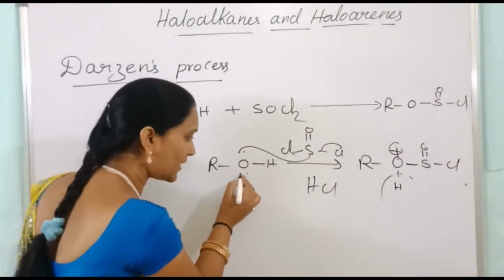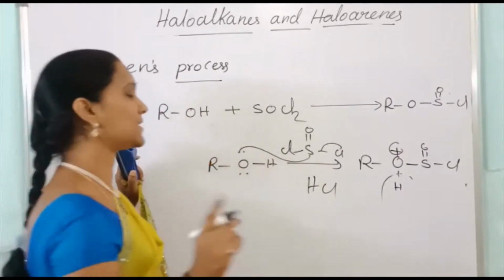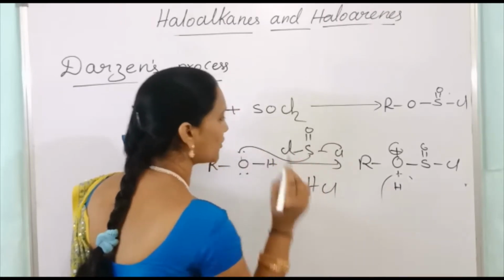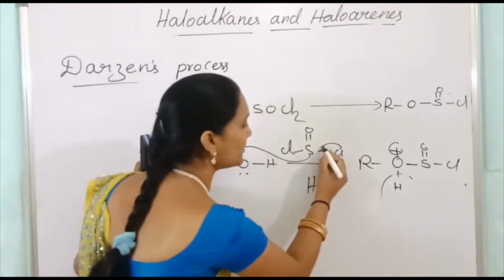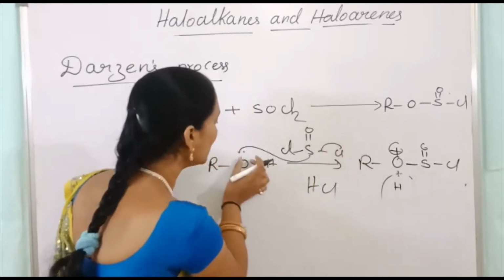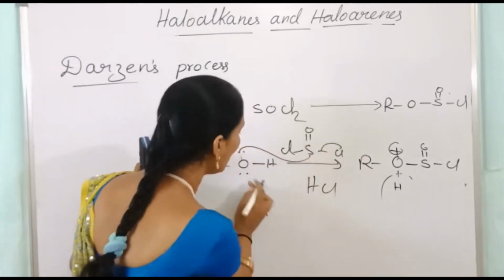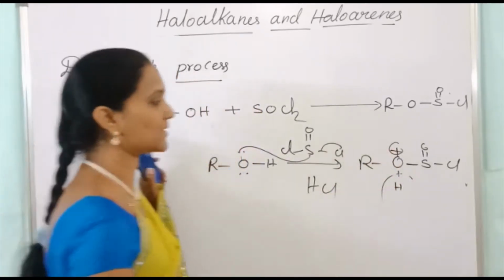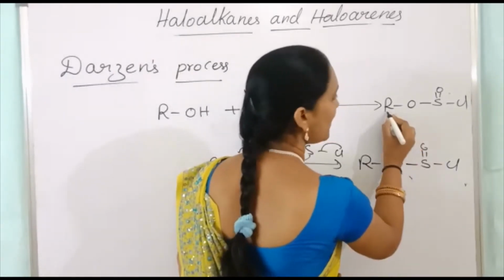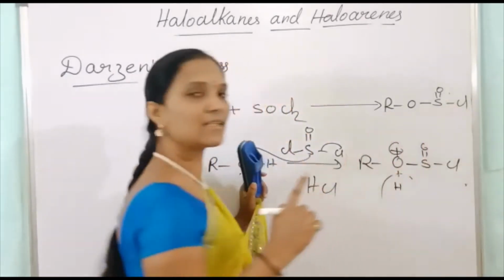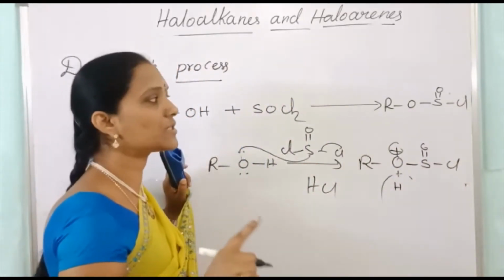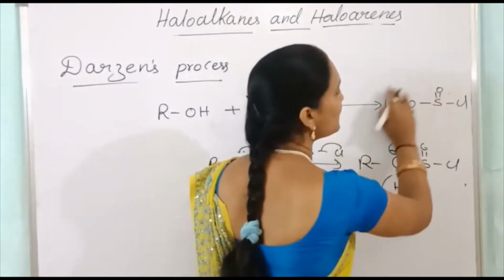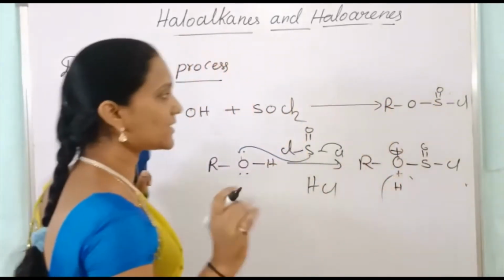ROH has lone pairs of electrons, so it acts as a Lewis base. In SOCl2, the sulfur accepts the lone pair of electrons, and at the same time Cl minus elimination takes place. Then the oxygen is bonded with the sulfur, and H with three bonds carries a positive charge. That's why H plus elimination takes place. Then one intermediate we get is ROSOCl. This is like an ester, one inorganic ester we are getting.